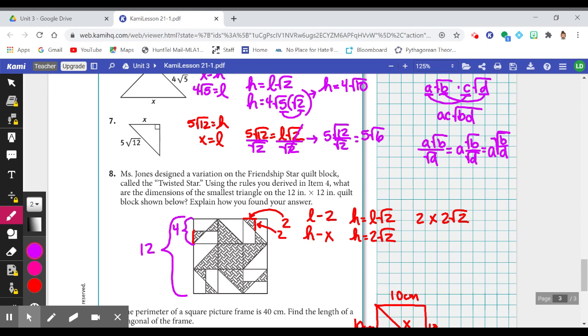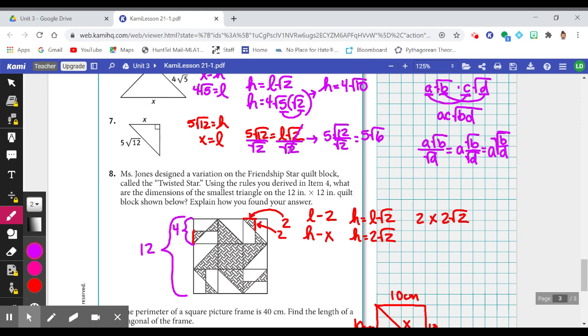So they tell us in item 7, we're given the length of the hypotenuse, which is 5 times the square root of 12. And we're looking for the length of one of our legs, which we'll call L in this case. And so we know that the hypotenuse is the length of the leg times the square root of 2. So 5 times the square root of 12 is equal to the leg times the square root of 2. So if we're trying to find the length of the leg, we'll divide both sides by the square root of 2.